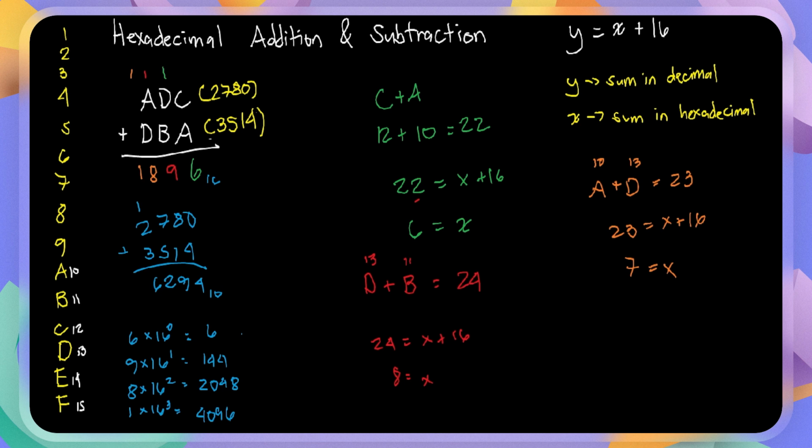And then if you add all of these up, we get 9126. As you can see, that's the same answer over here. So that means our hexadecimal answer here is the same.